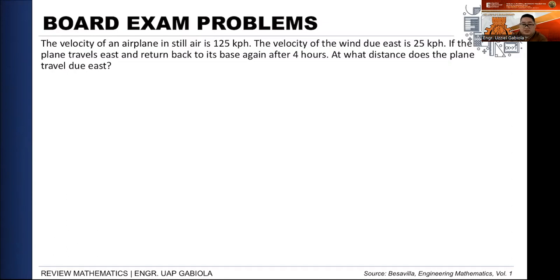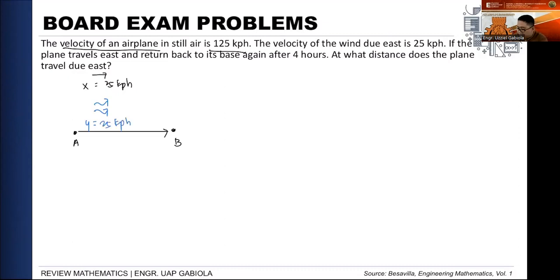Okay, so almost same condition nung kanina, no? Iba lang yung given. Okay, so from point A, yung starting point natin to point B, and sabi niya the velocity ng airplane is 125. So tawagin natin x ulit, no? Then velocity ng wind, tawagin natin y, is 25 kilometers per hour.